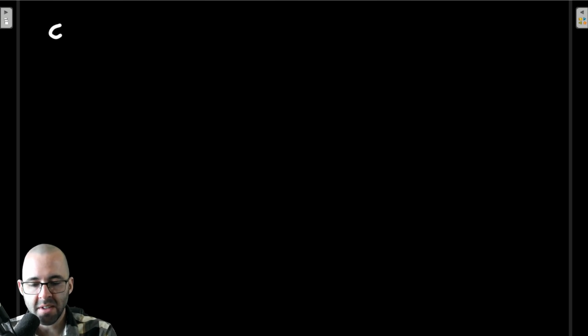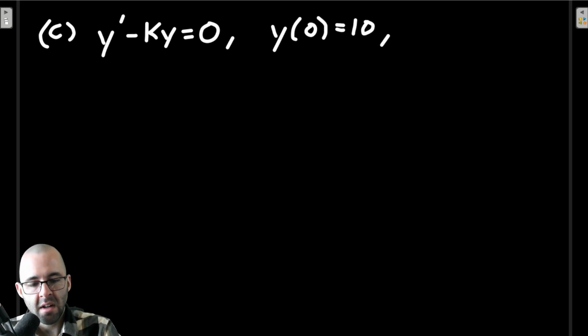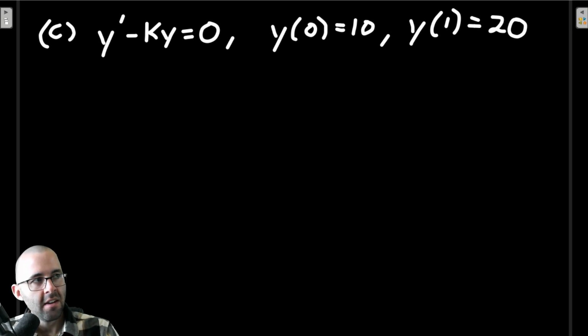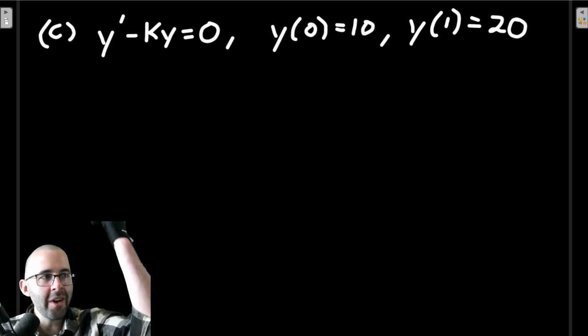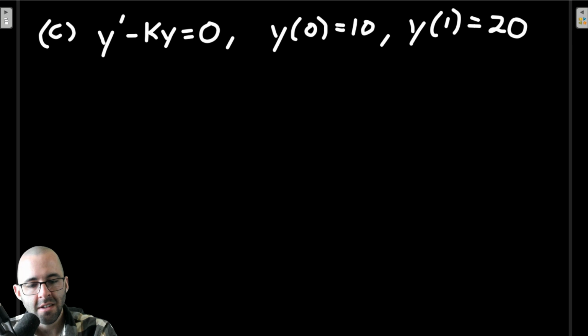Let's do one more. Part C, one more differential equation. Y prime minus ky equals 0. Y of 0 equals 10. Y of 1 equals 20. We don't know what k is. It's not in the right form. We have two conditions, an initial condition and another condition. What's going on here, Jason? Stay tuned. Be patient. We'll find out.